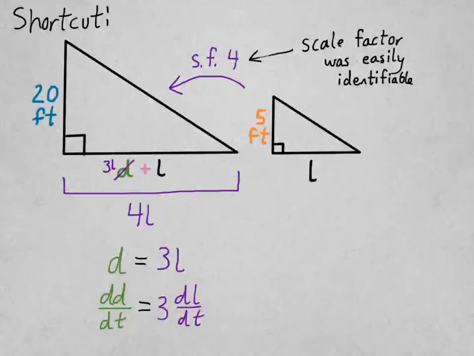If we couldn't tell, like for example we had a variable on one of the heights of the triangle, then it wouldn't be easy to tell what the scale factor was, and hence setting up the equations wouldn't work that way. However, we could still set up a proportion just like we had.